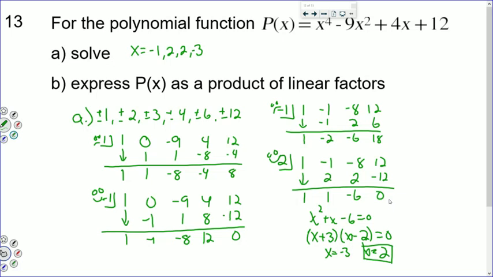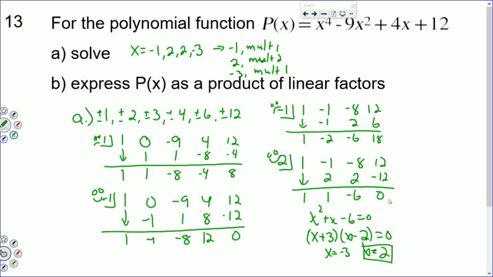So we have negative 1 with multiplicity 1, 2 with multiplicity 2, and negative 3 with multiplicity 1. So those are our solutions.